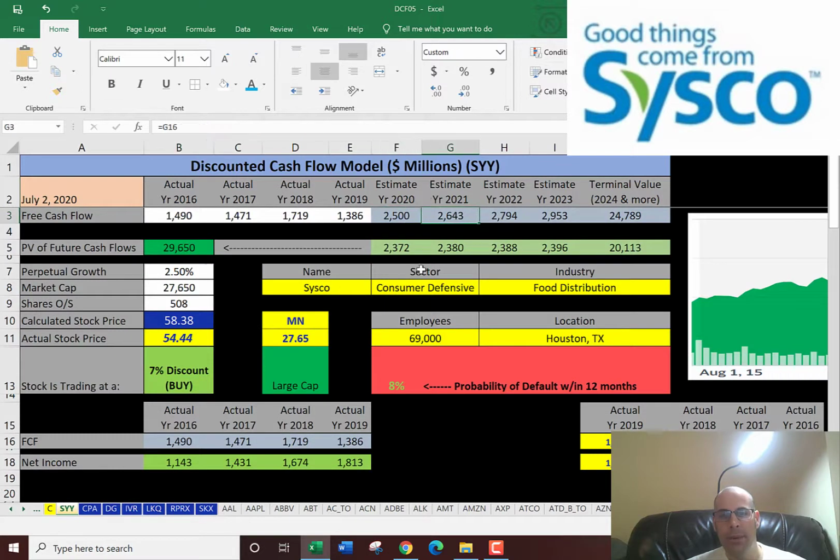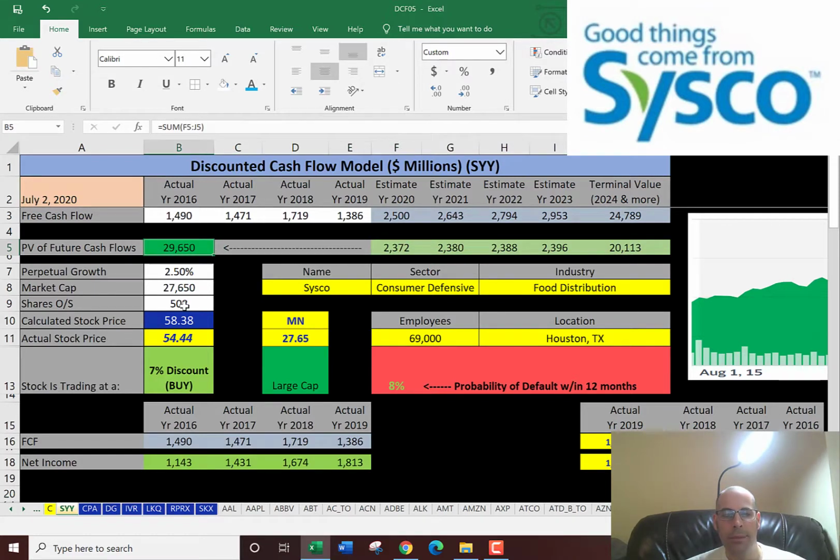So we estimated 4 years of future free cash flows. And then we did a terminal value, which is all years past year 4. And the terminal value is $25 billion. We discounted those numbers back to today's value using the weighted average cost of capital. And we get a value for the entire company of $30 billion.